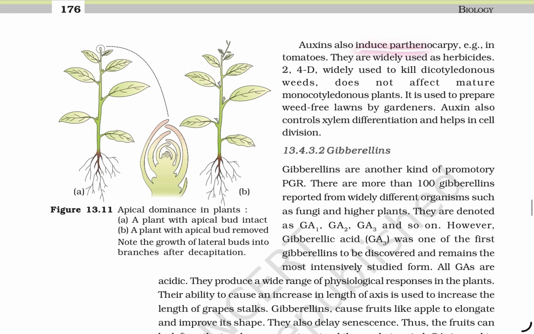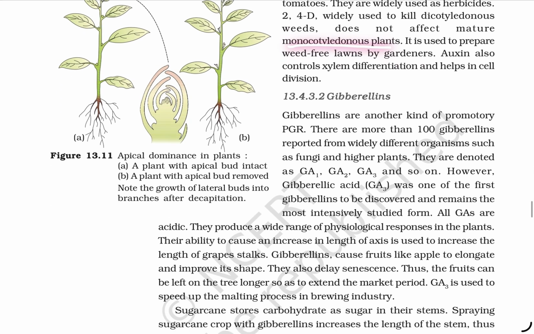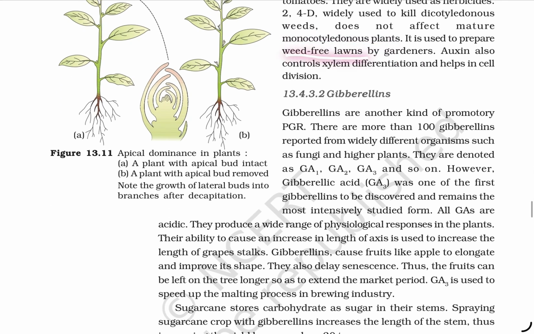Can you explain why auxin induces parthenocarpy, that is, in tomato? Auxins such as 2,4-D are widely used as herbicides to kill dicotyledonous weeds. It does not affect mature monocotyledonous plants. It is used to prepare weed-free lawns in gardens. Auxins also control xylem differentiation and help in cell division.